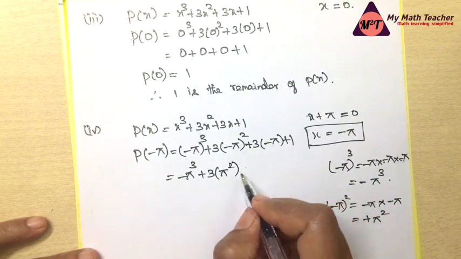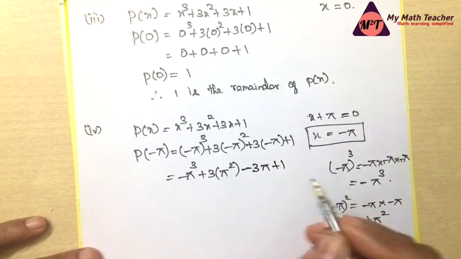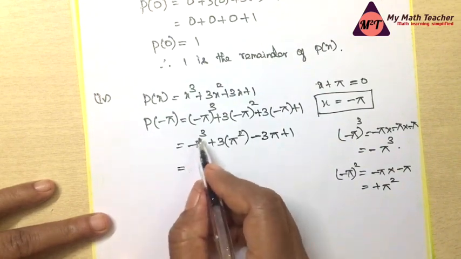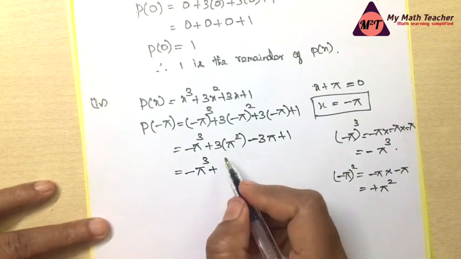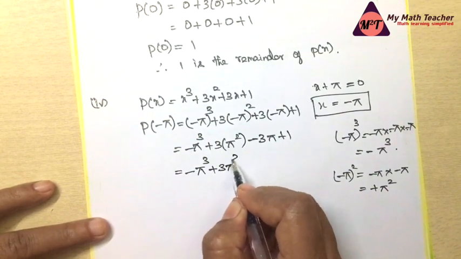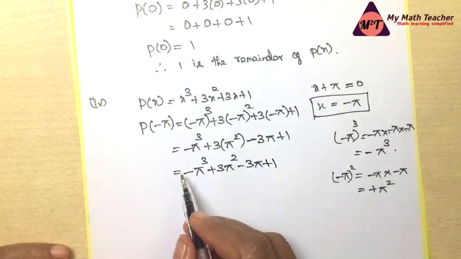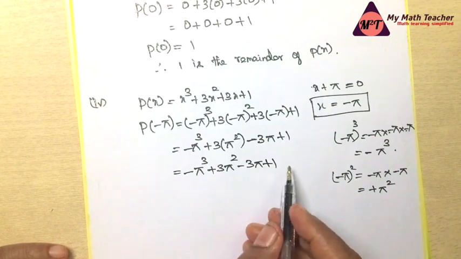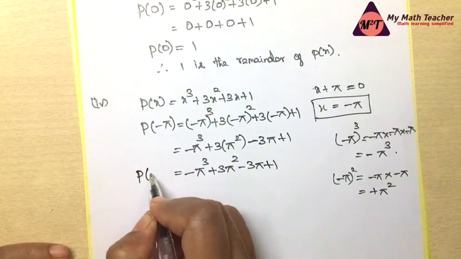That is plus into minus is minus, 3 into pi is 3 pi, plus 1. Now remove the bracket by simplifying. So here we have got minus pi cube plus 3 into pi square is 3 pi square minus 3 pi plus 1. Now further we can't simplify this because all are having different degree, so we don't have any like terms. So simply this is the final answer.